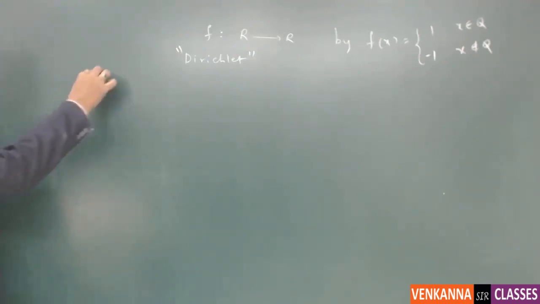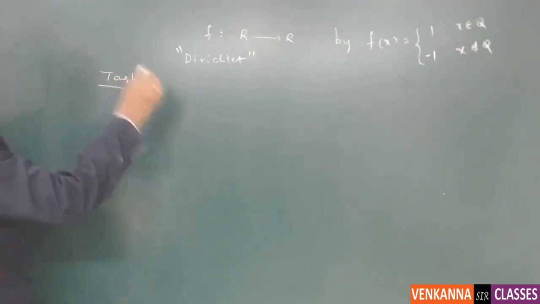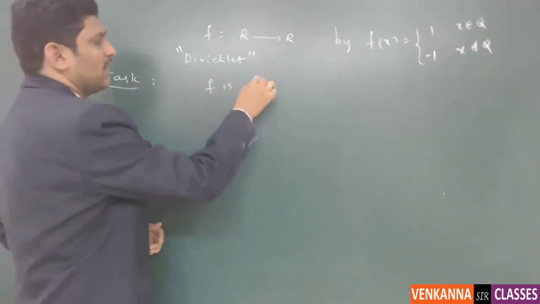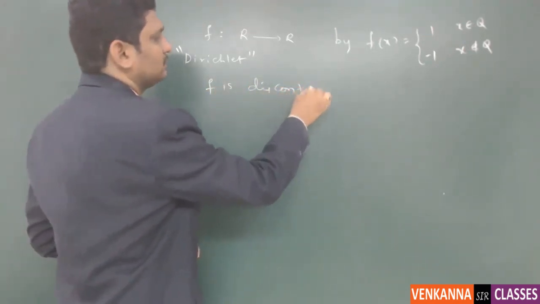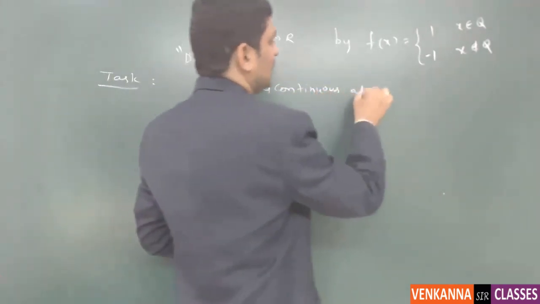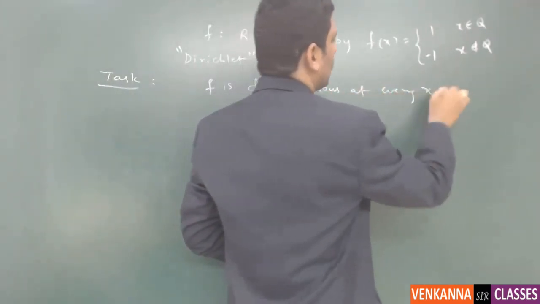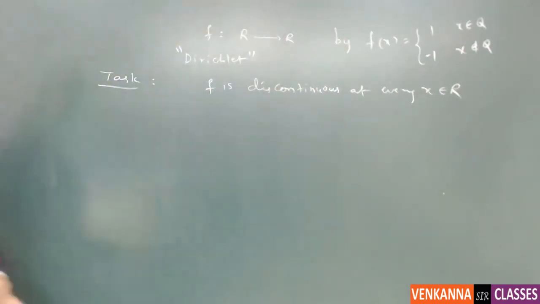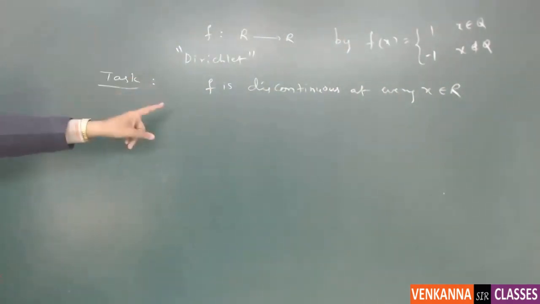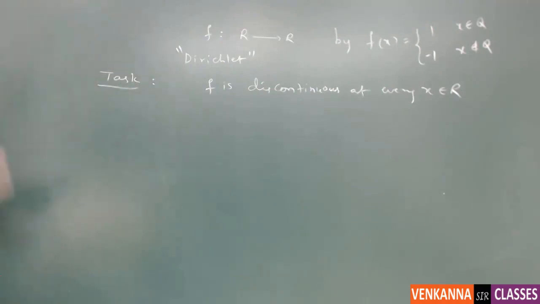And what is our task here? To prove that f is discontinuous at every point belonging to R. So whatever real number you take, at every real number f is discontinuous. That is what you are going to prove. Now see, since real numbers are infinite in number, it is not possible to verify at each and every point that it is discontinuous. So this technique is very useful.